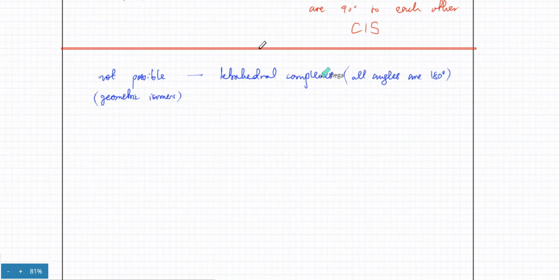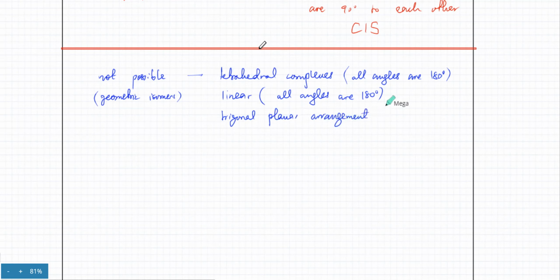Similarly, it's not possible in any other shape like linear. All angles are 180 degrees, so linear is not going to have any variation. Or you could have a trigonal planar arrangement. In that case as well, all angles are 120 degrees.